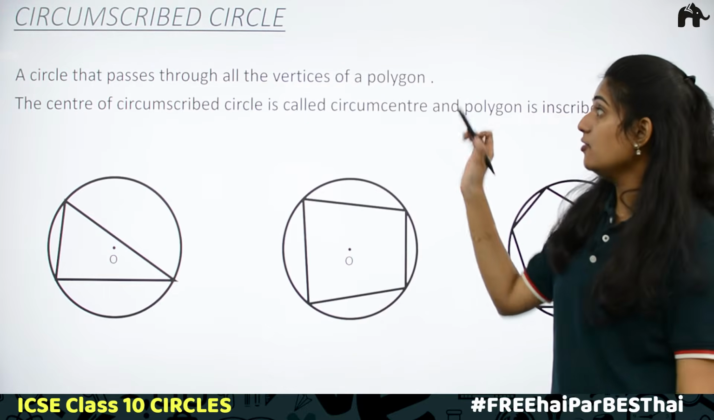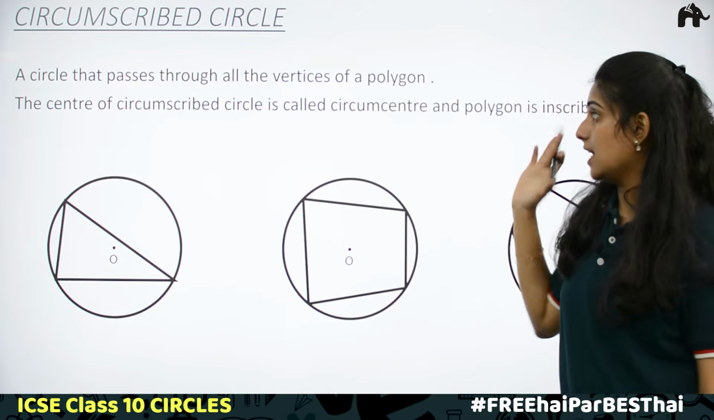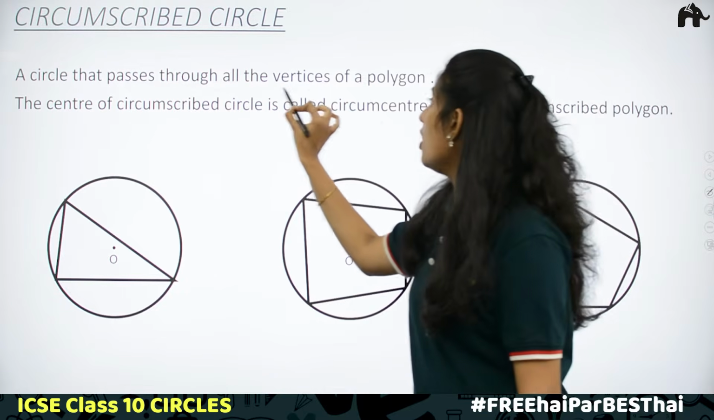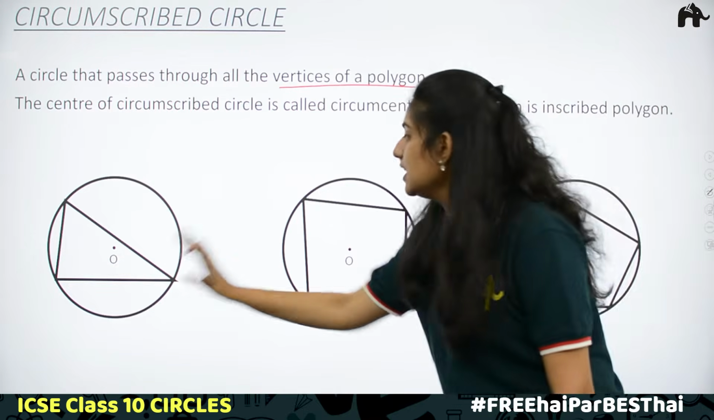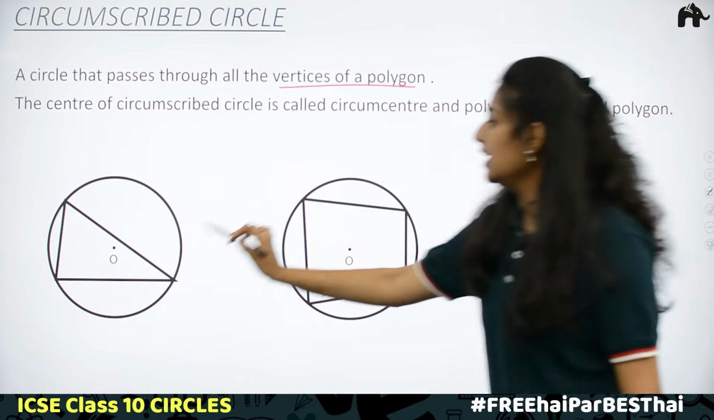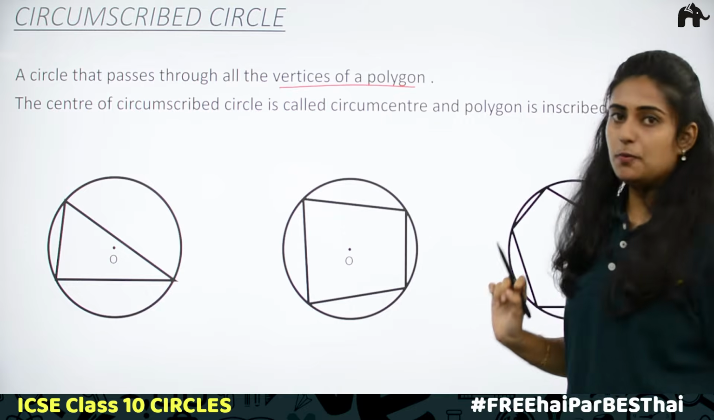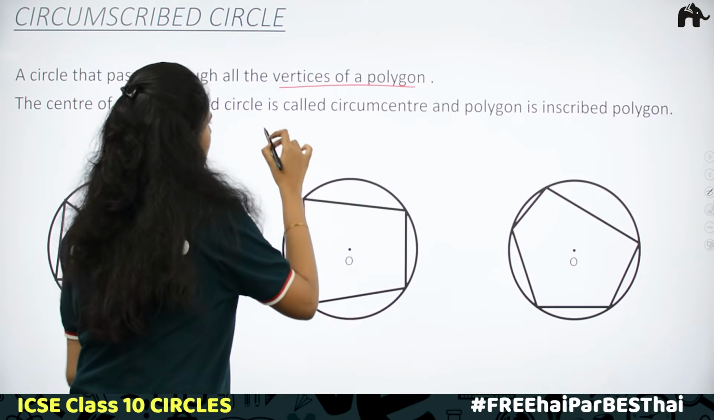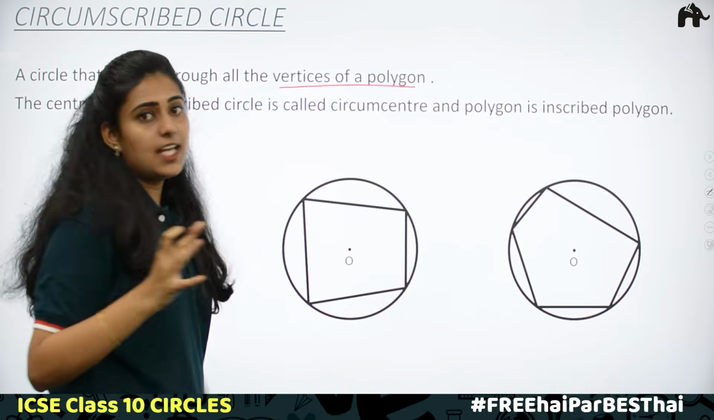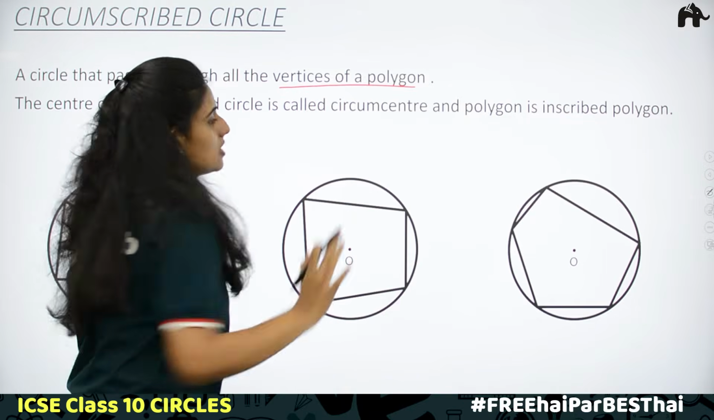Let us understand what circumscribed circles are. A circle that passes through all vertices of a polygon. Here we have 3 circles given. Inside these 3 circles we have 3 other polygons. Okay, what is a polygon? Polygon is a figure that is made up of straight lines.